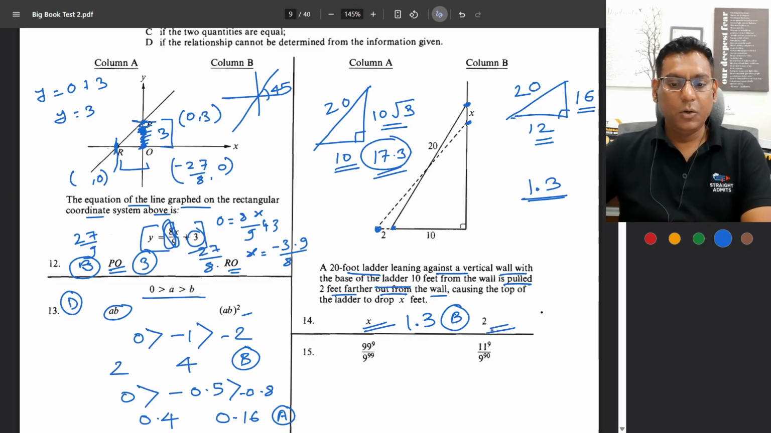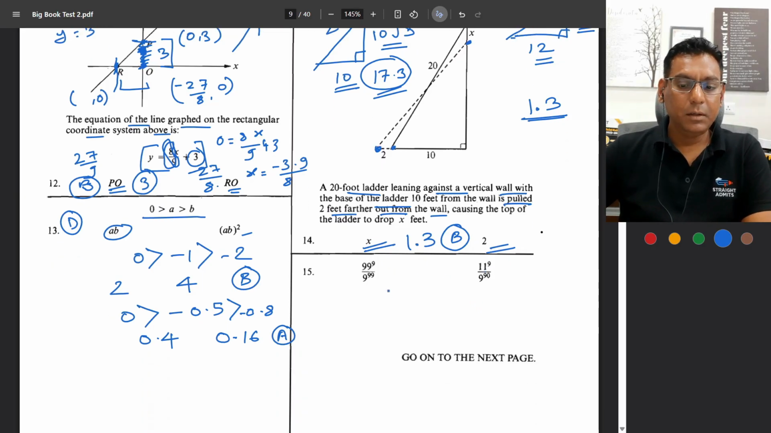Correct? Okay. Let's move on. 19 raised to 9 by 9 raised to 99. Okay, sorry, 99 raised to 9. 11 raised to 9, 9 raised to 90. Okay, so I see that the denominator is 9 raised to something, but here I have 11. So let me try to express this in terms of 11. So 99 is 9 into 11 raised to 9 divided by 9 raised to 19.